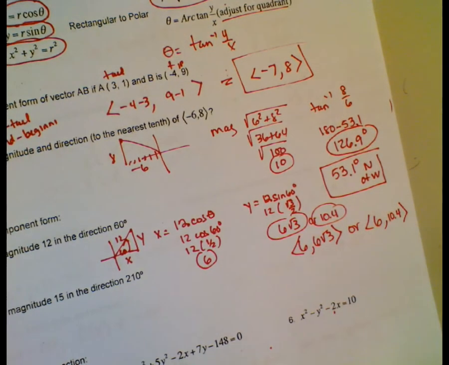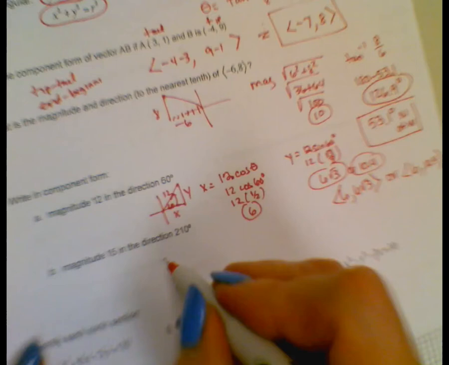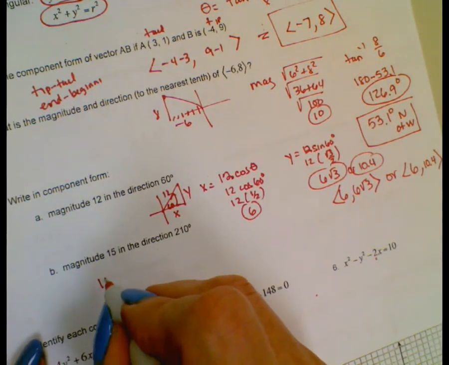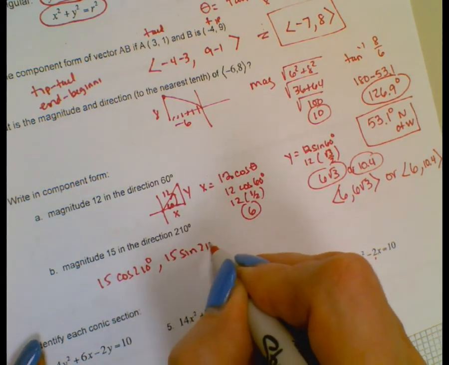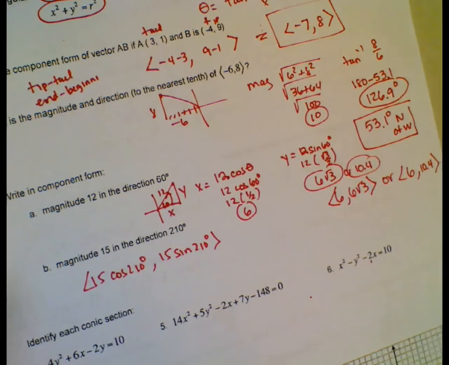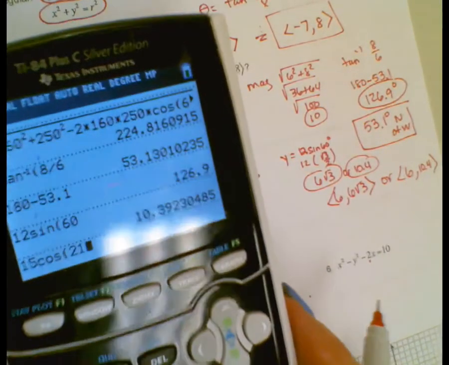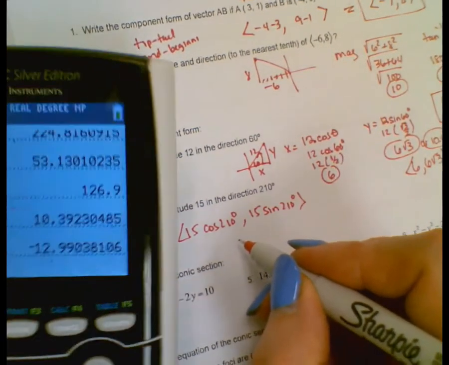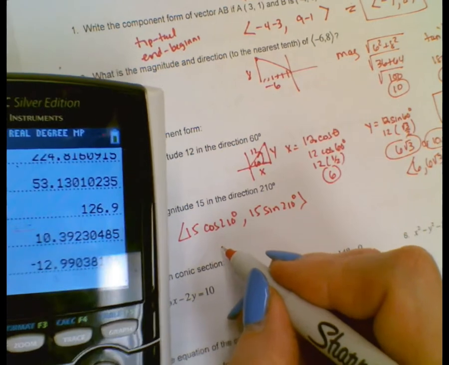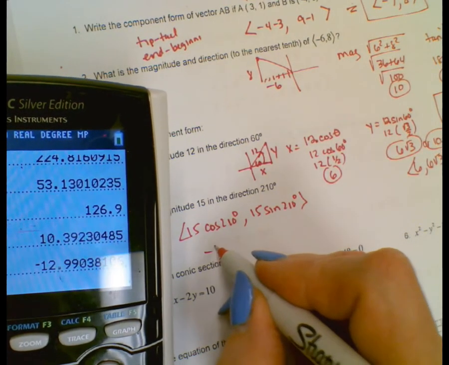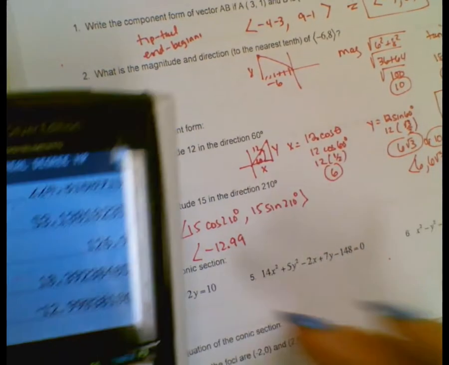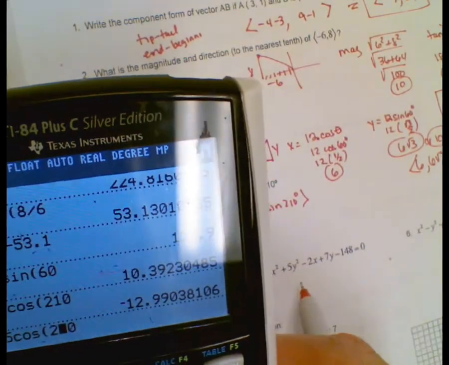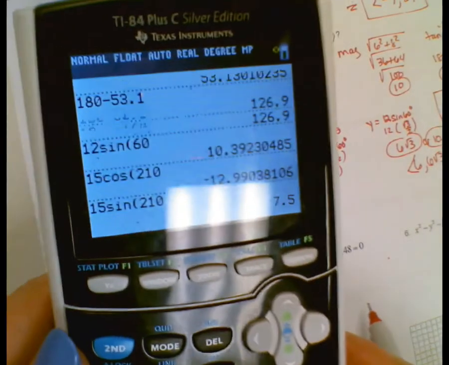Magnitude of 15, the direction of 210, this would be 15 cosine of 210, 15 sine of 210. Let's do it on the calculator first. 15 cosine of 210 is -12.99. I would go, should we go -13? What do you guys think? Let's go -12.99. It doesn't say anything about nearest tenth or anything. So that's that. And then sine, -7.5.